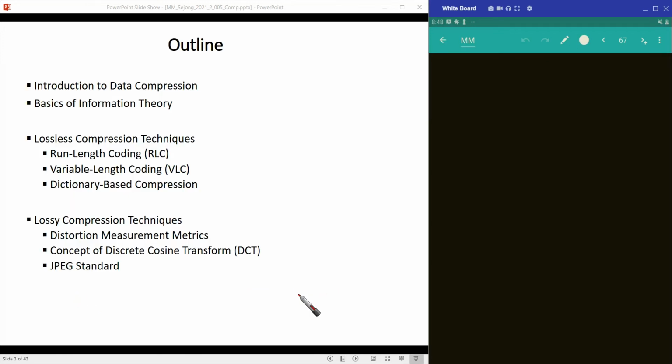So let's see what we'll be trying to cover. First we will see some basics on data compression, some terminology more appropriately, and that terminology is important for our understanding of compression techniques. Then we'll start the compression techniques, and primarily we divide the whole set of compression techniques broadly into two categories. One is lossless compression techniques and the other is lossy compression techniques. We will see both of them.